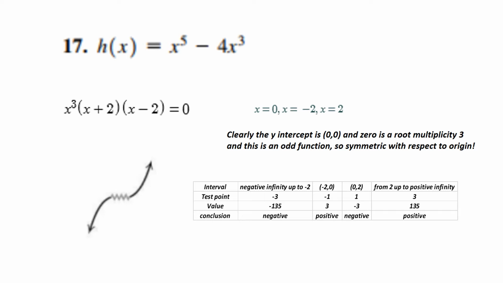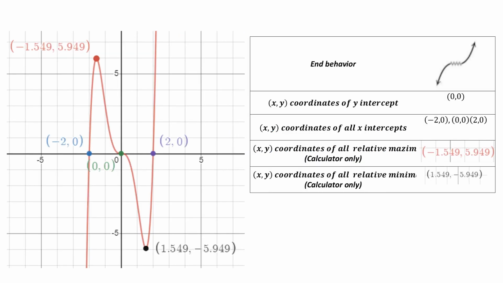Let's put all these things together in our graph, and we find that the end behavior is going down here and it's going up here, so that's our end behavior symbol. The y-intercept was (0, 0), as we can see from the graph. The x-intercepts are (-2, 0), (0, 0), and (2, 0).